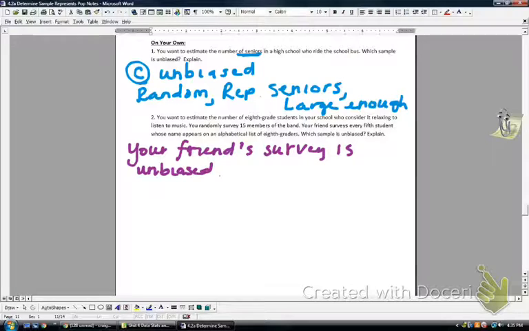Your survey, if you survey members of the band, they might be more likely to relax to music since they play in the band. So your friend's survey is the better choice because yours is only choosing one group of the entire population.